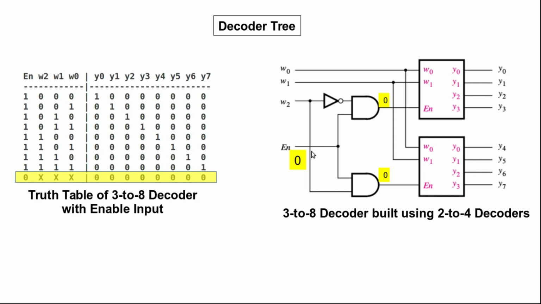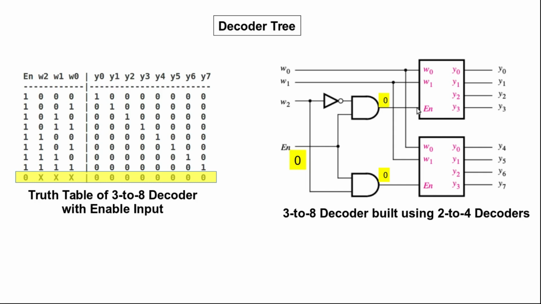So now since the enable input is 0, the output of the first AND gate is 0, the output of the second AND gate is 0, and as you can see, the output from the first AND gate is connected to the enable input of the first 2 to 4 decoder, and the output of the second AND gate is connected to the enable input of the second 2 to 4 decoder.